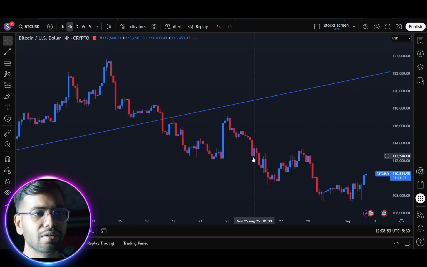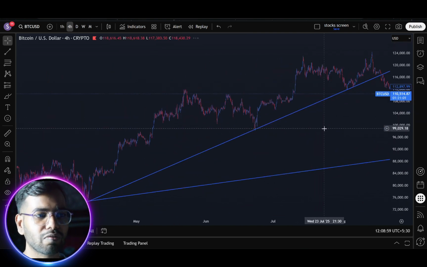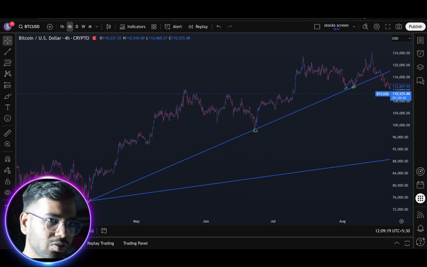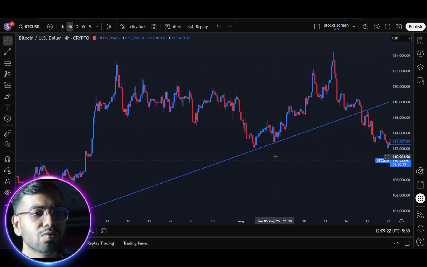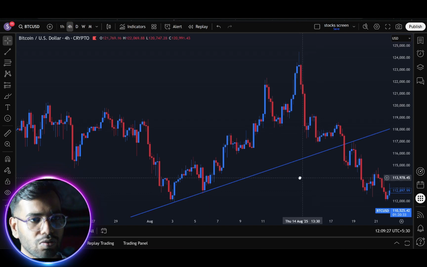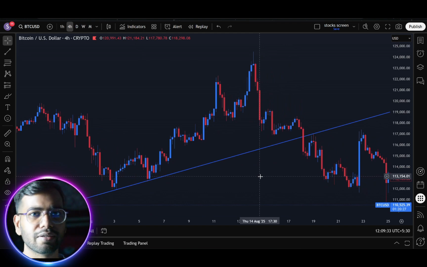Okay, friends. When Bitcoin was continuously moving upward, it gave multiple touch points on this trend line, and as you can see, 1, 2, 3, 4. When Bitcoin tests any particular trend line more than 3 or 4 times, then this trend line becomes vulnerable, and you have to take advantage of that vulnerability. So I decided to sell Bitcoin when it breaks this trend line in the downward direction. But I waited for my setup to form, and I waited for the right time.